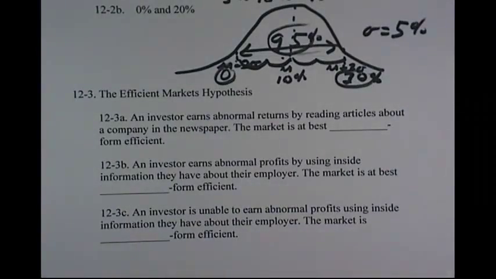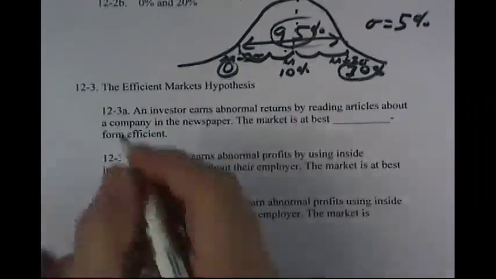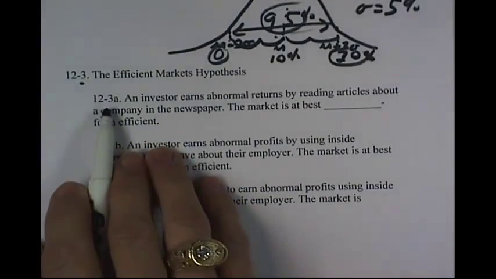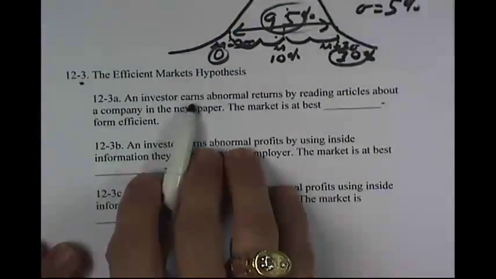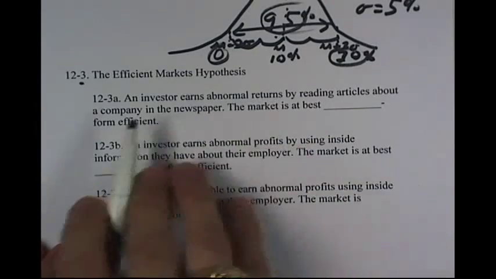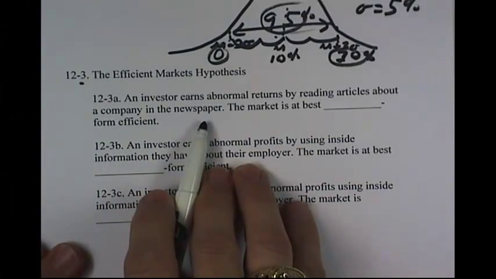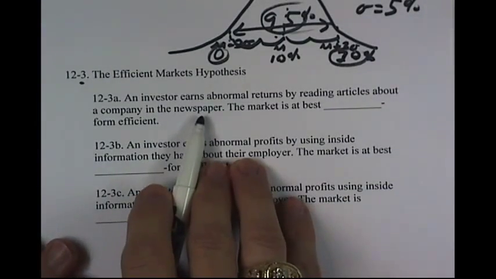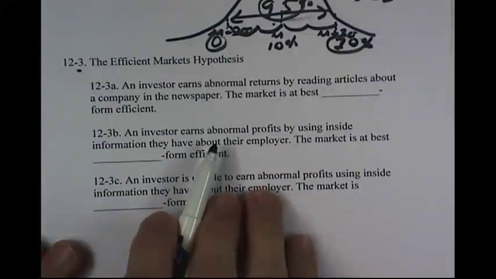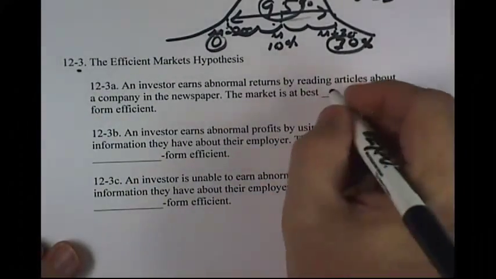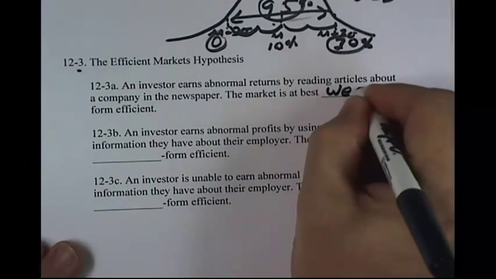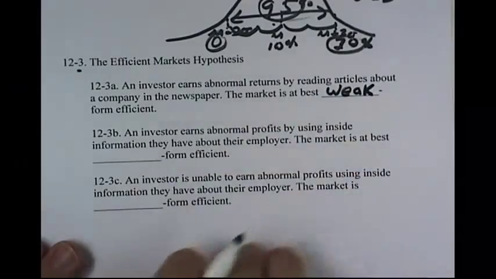In problem 3, we're given a few situations here related to the efficient markets hypothesis. In Part A, it says an investor earns abnormal returns by reading articles about a company in the newspaper. Well, if you can use publicly available information to outperform the market, then that public information is not reflected in stock prices, so the market would not even be semi-strong form efficient in this case. At best, it would be weak form efficient.